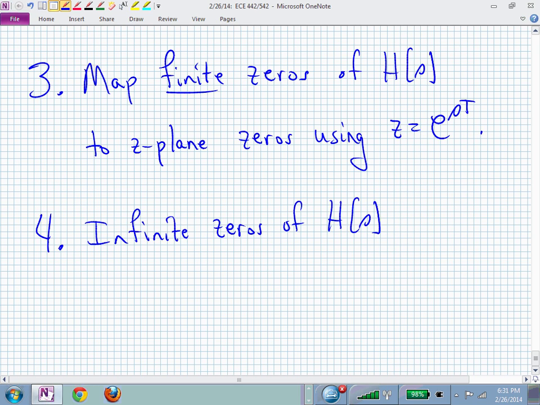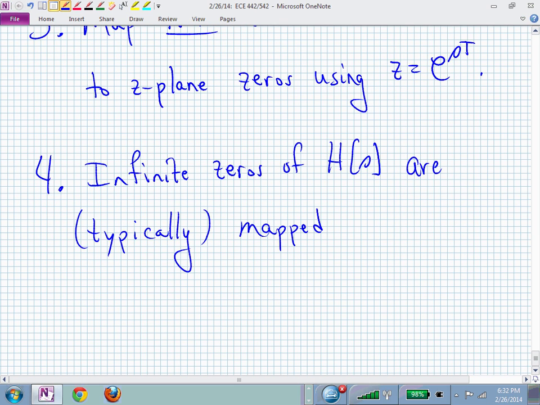Infinite zeros of H(s), and here I have to put this in parentheses, are typically, and we'll give reasons when we may not want to do this, but if you're not told, then you can say, okay, I'm going to map all my infinite zeros to this factor. Infinite zeros of H(s) are typically mapped to zeros at the point z equal minus 1.